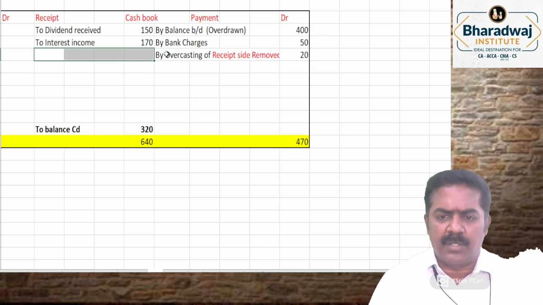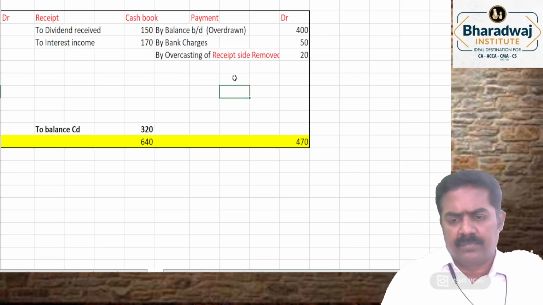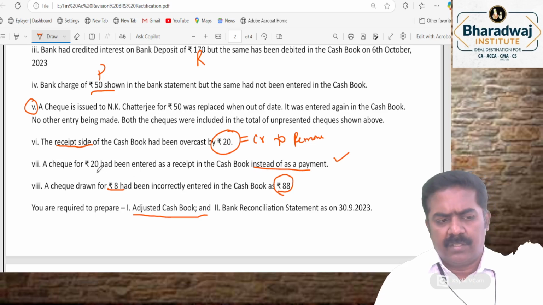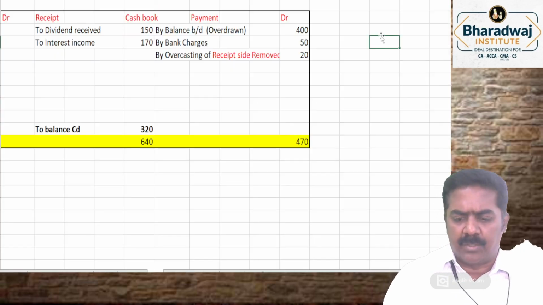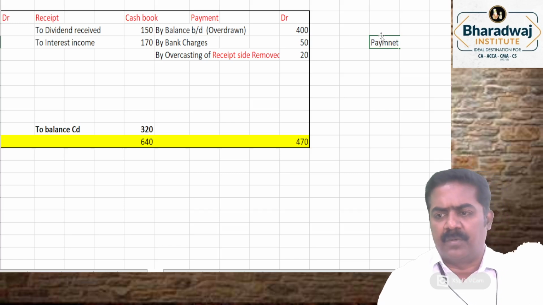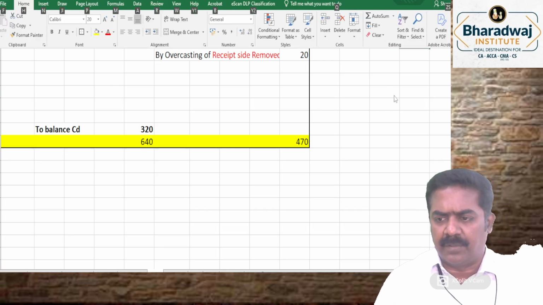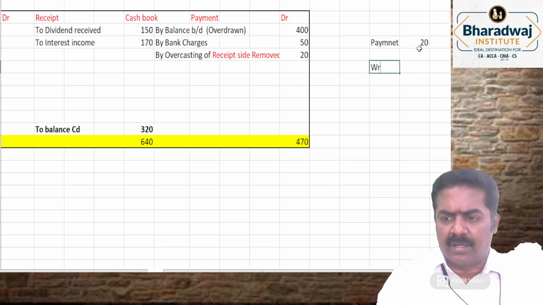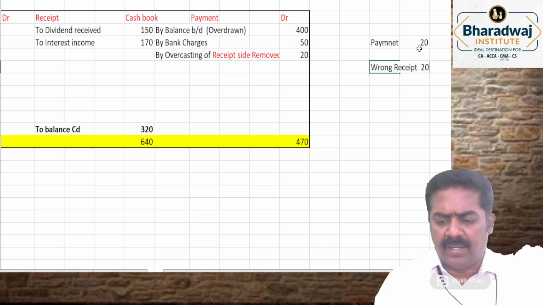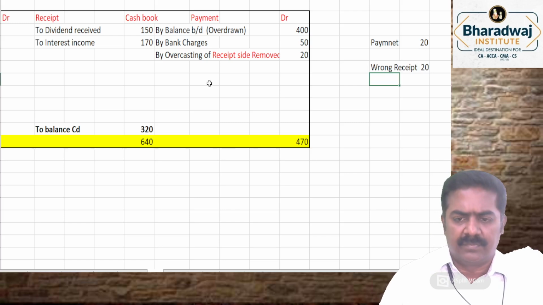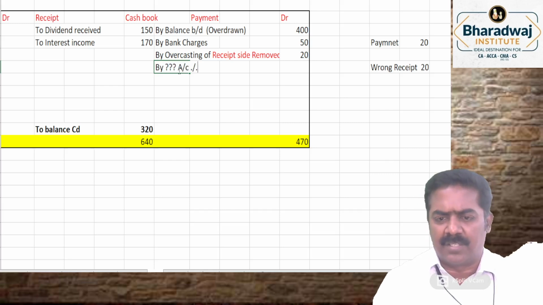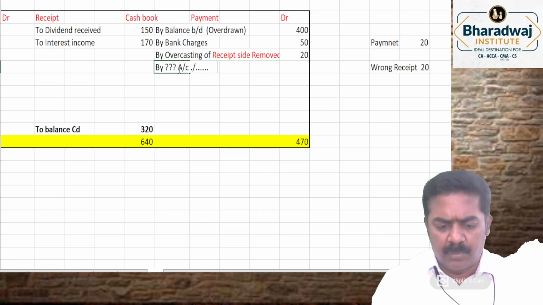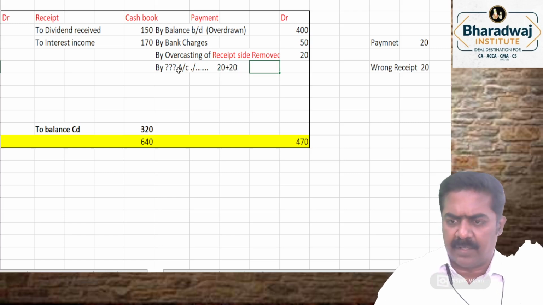When there is a debit excess, you will credit that account to remove. Then a check of 20 entered as a receipt instead of which one? Payment. Actually, payment la record பண்ணிருக்கணும். How much we would have recorded? 20 record பண்ணிருக்கணும். But wrongly recorded as which one? Receipt 20. So how to remove? By some person's account, it can be there. Okay. To put the payment of 20, to remove the wrong debit of 20. How much? 40.